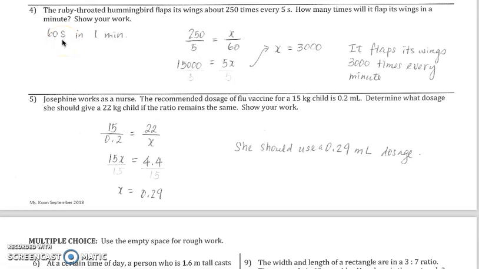I know that there are 60 seconds in 1 minute. So when I set up the proportion, it will look like this. The number of times it flaps its wings, 250 in 5 seconds. This is equal to the number of times it flaps its wings, x, over 60 seconds. So cross multiply, divide by 5, you get 3,000 flaps in every minute.